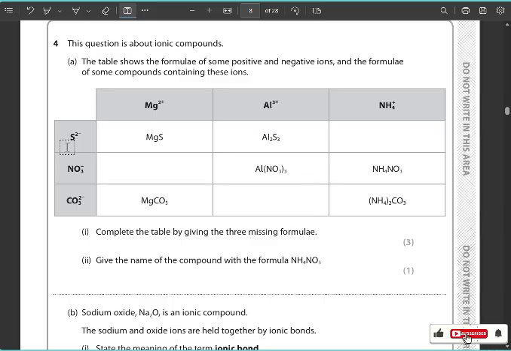Okay, if sulfate reacts with ammonium, it will produce ammonium sulfate, (NH4)2SO4. And if magnesium reacts with nitrate ion, it will produce magnesium nitrate. And if aluminium reacts with carbonate ion, it will produce aluminium carbonate, Al2(CO3)3.